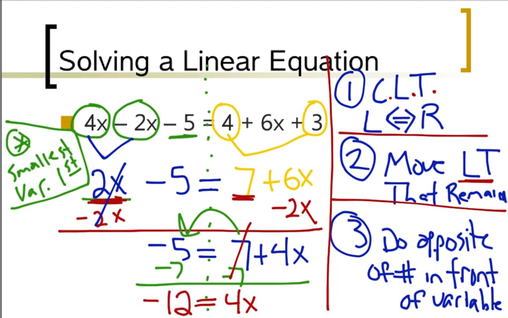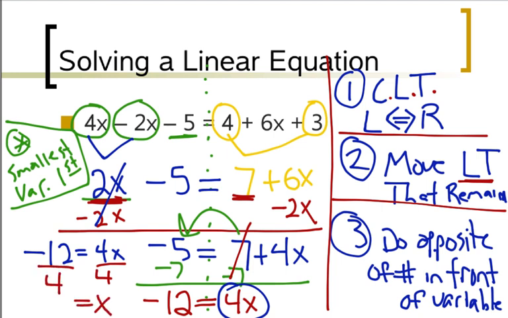So now I have to do my very last step, which is do the opposite of the number in front of the variable. So I'm stuck with the number right here, the 4. The 4 is multiplying to the x, so I need to do the opposite of multiplying by 4, which is dividing by 4. So I've got, let me write it here, negative 12 equals 4x. So the opposite of timesing by 4 is to divide by 4. So if I divide both sides by 4, I'll get x equals negative 12 divided by 4 is negative 3. That's the answer for this problem.